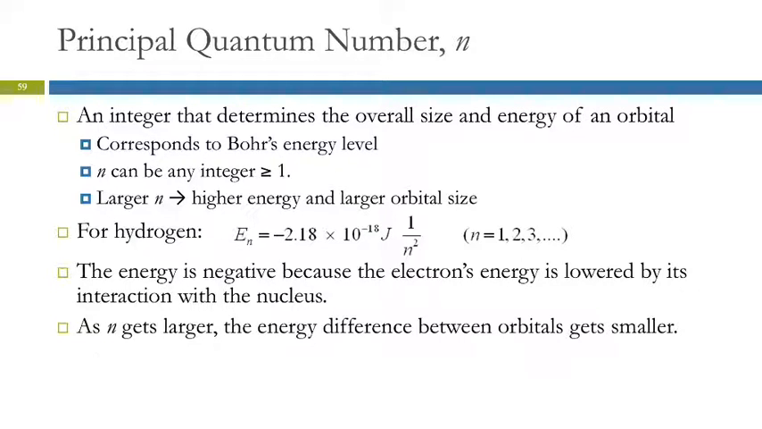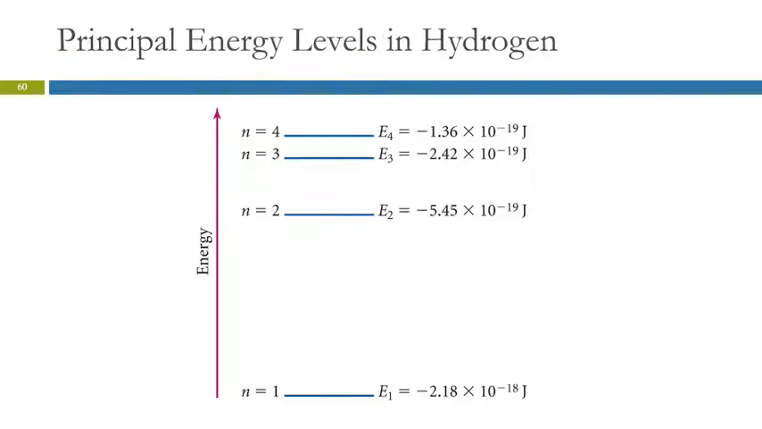As n gets larger, the difference in energy between each orbital gets smaller. So as n gets bigger, going from energy level 1 to energy level 2 to 3, they get closer and closer together. So here's kind of a visual of that. Energy is increasing this way. Here's energy level 1, principal quantum number n equals 1. Here's the energy of an electron in that orbital. n equals 2: you see this energy is significantly higher. And we go to n equals 3 and n equals 4, and we see that the difference in energy is getting smaller and smaller as we go up.